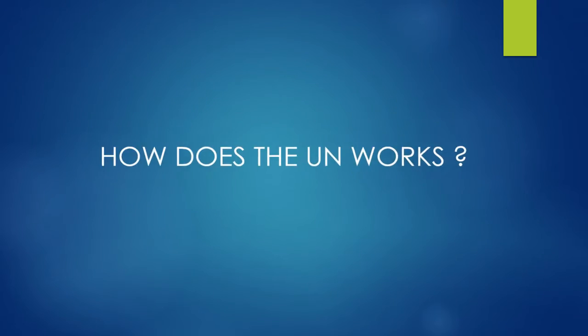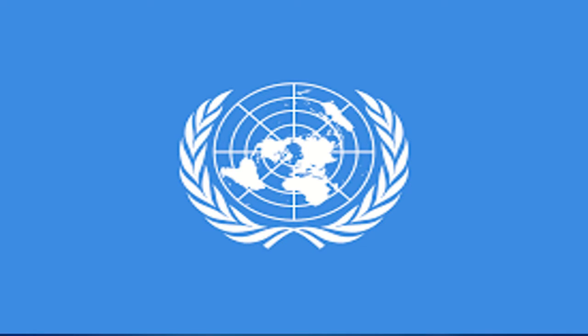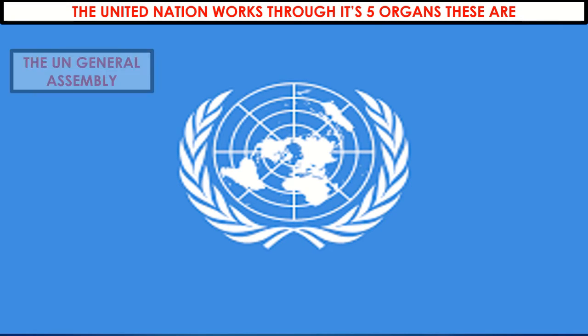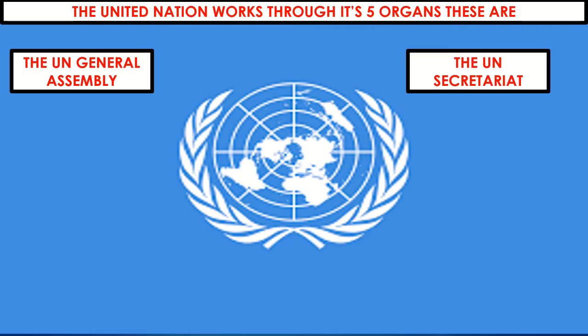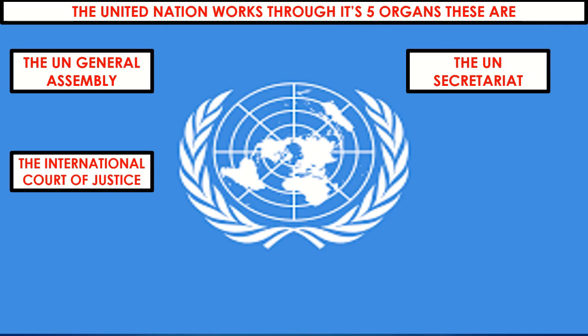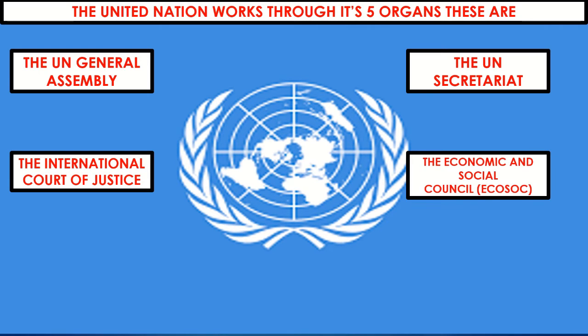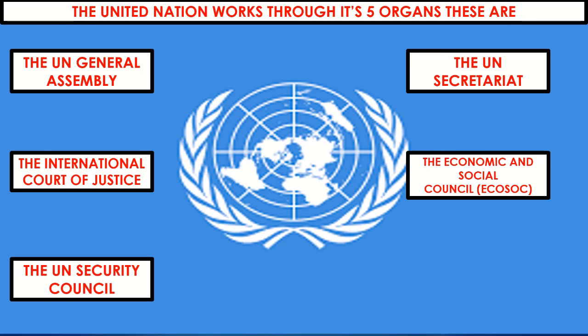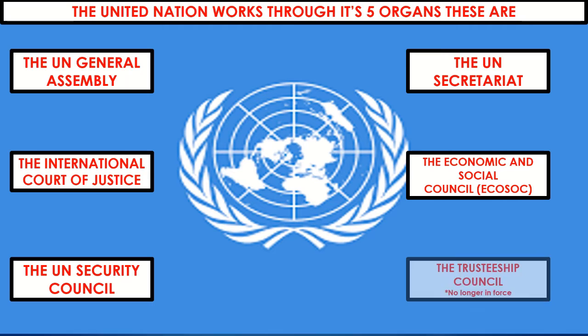How does the United Nations work? The United Nations works through its 5 organs. These are the UN General Assembly, the United Nations Secretariat, the International Court of Justice, the Economic and Social Council ECOSOC, and the Security Council. In addition to it, there is another organ which is the Trusteeship Council, but it is no longer in force.